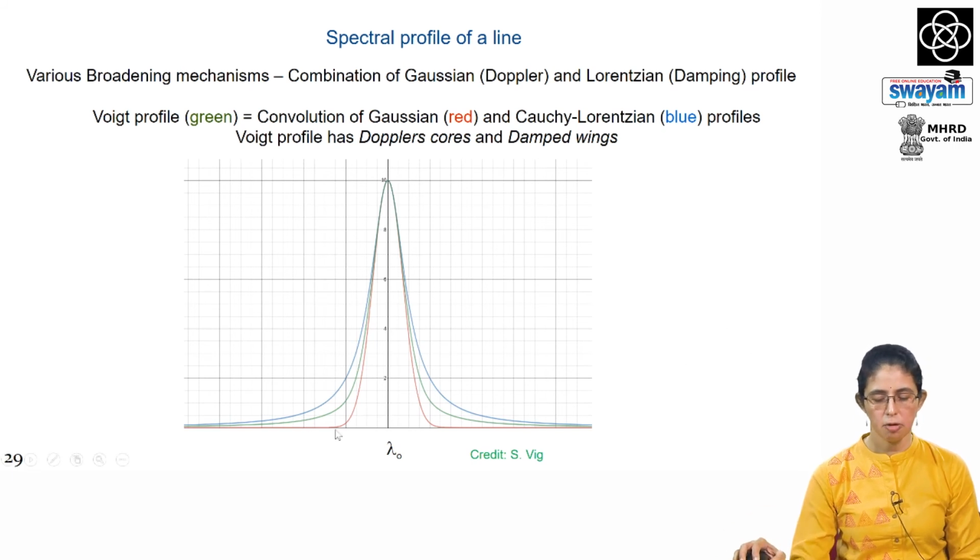From this figure, one can see the three profiles shown. The red curve shows the Gaussian profile, the outermost blue shows the Cauchy-Lorentzian profile, and the Voigt profile is intermediate, shown in green. One can clearly see that the Voigt profile has a Doppler core and wings coming from the Lorentzian profile. Therefore, the Voigt profile is said to have Doppler cores and damped wings.